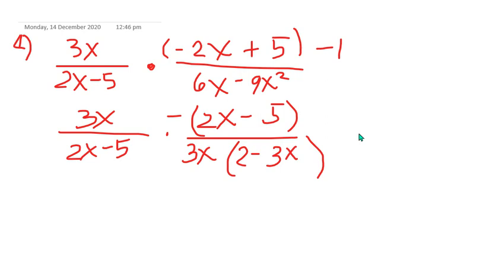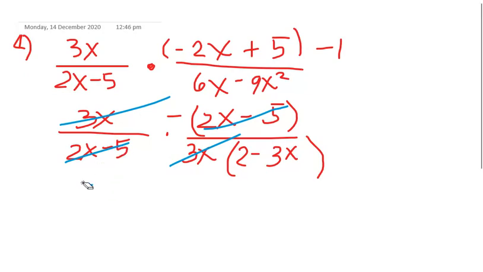Okay? And then we are going to simplify. Since 2x minus 5 is the same as this 2x minus 5, we can now cancel this. And what remains in the numerator is negative 3. By the way, the 3x will be cancelled. 3x divided by 3x is equal to 1.